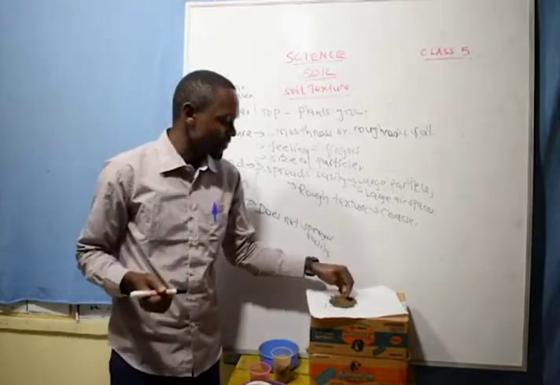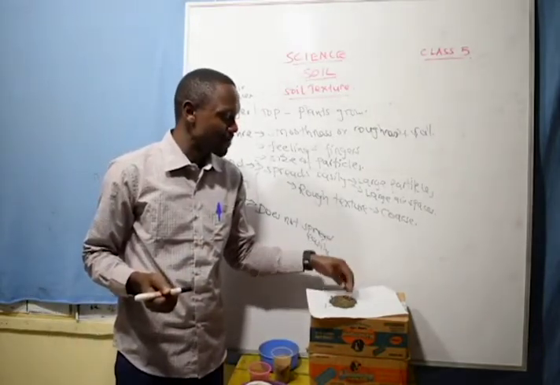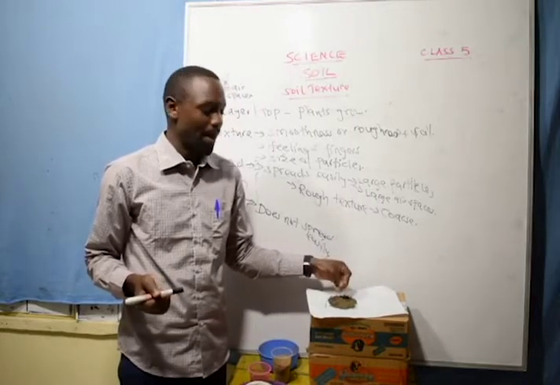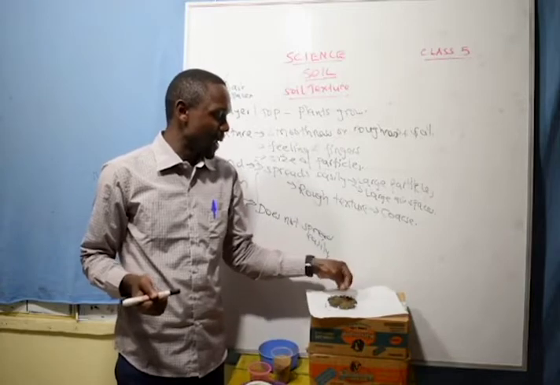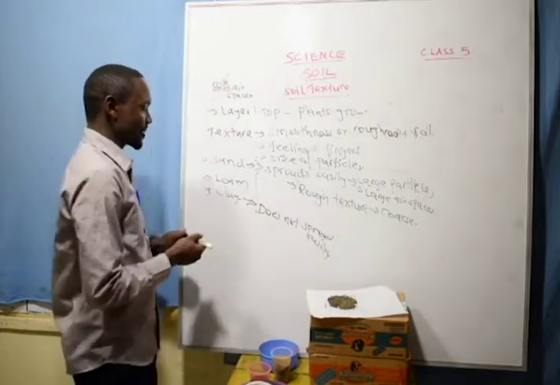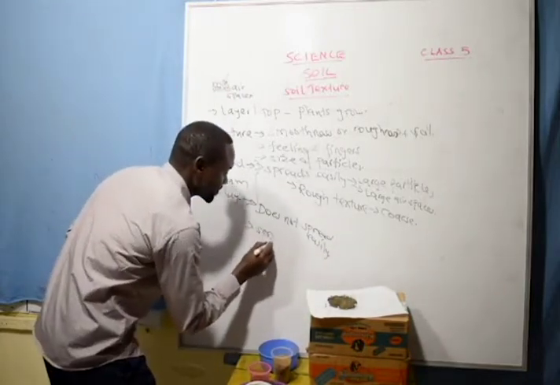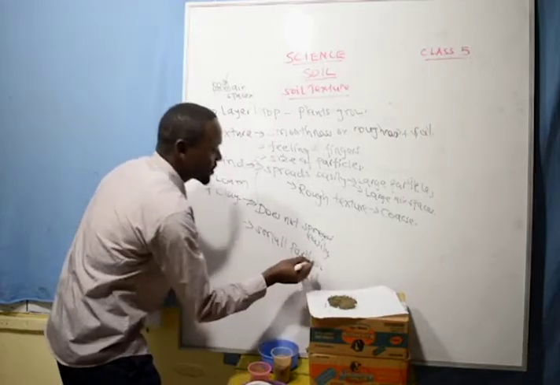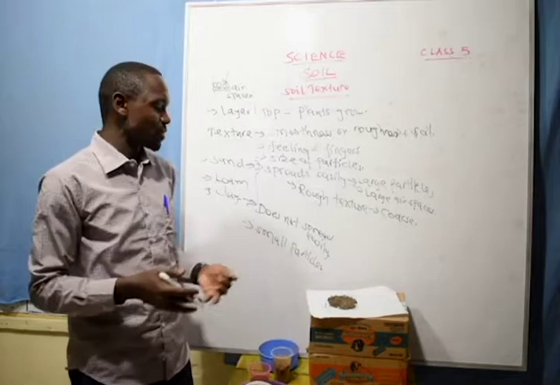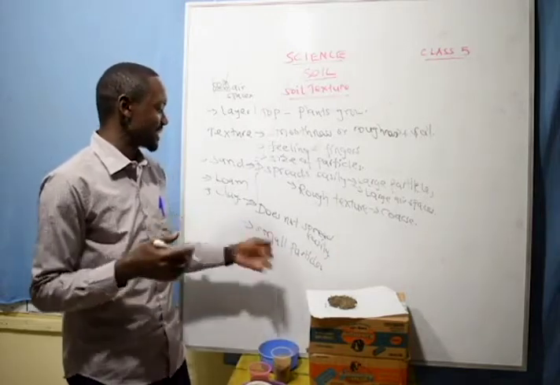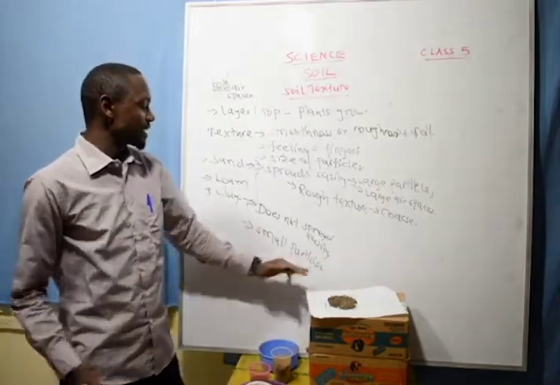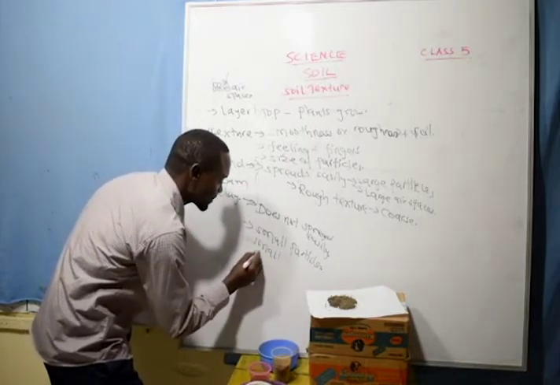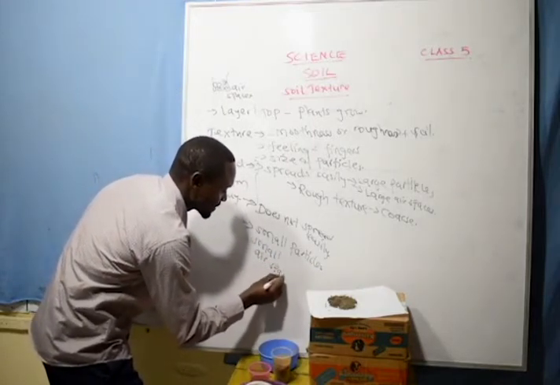And how are the particles of clay soil? It has very fine particles, very small particles. In fact, it has the smallest particles. The particles stick together. That's why you say clay soil is sticky when wet. And if the particles stick together, then it has small air spaces.